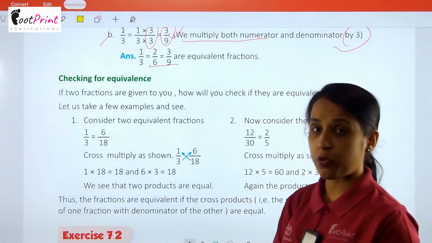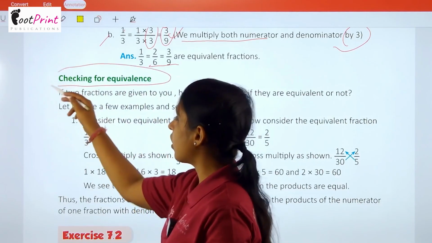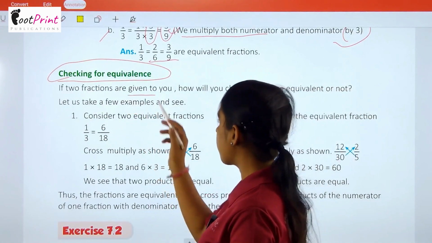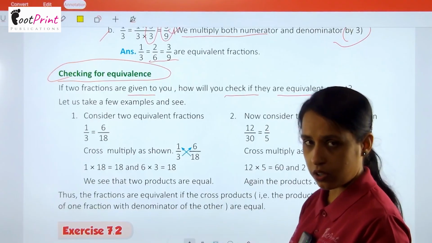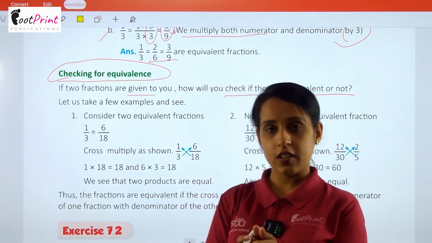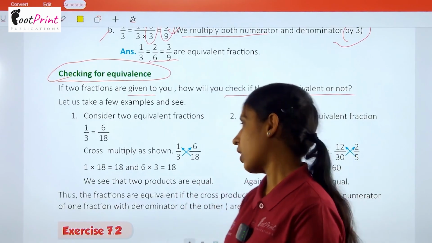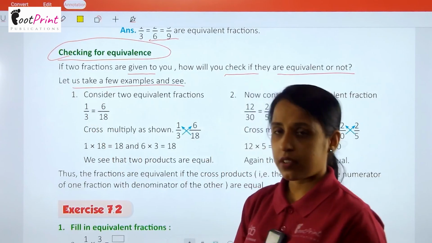Now, how do we check whether it is an equivalent fraction or not? So, checking for equivalence. Let's learn about it. If two fractions are given to you, how will you check if they are equivalent or not? If we are given two fractions and we have to check whether they are equivalent or not, how will we check? Let us take a few examples and see.